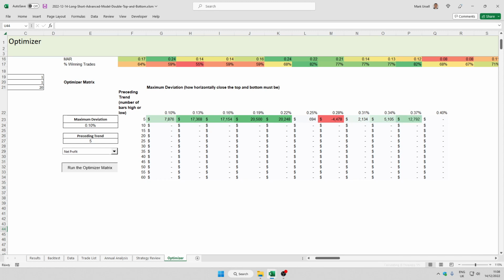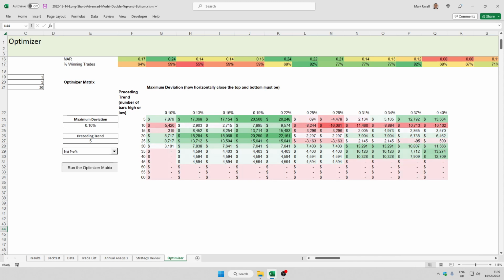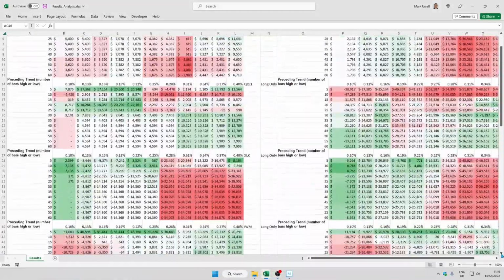In my optimizer matrix, I have compared the strength of the preceding trend against the horizontal variability. I have also tested long only compared with long short for both the double top and the double bottom for each of the 6 markets. And finally, I've compared each market in their traditional form as a trend reversal pattern with trading the exact opposite. So treating each pattern as a trend continuation, going long on a double top and going short on a double bottom.